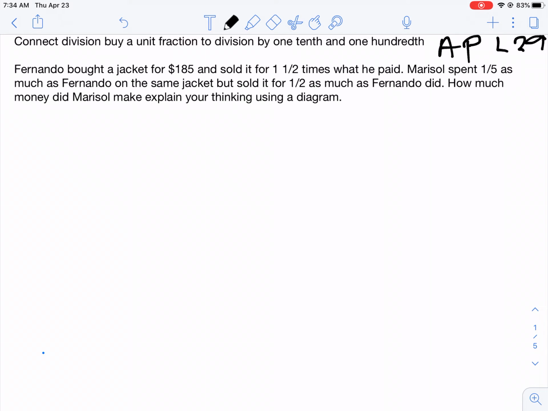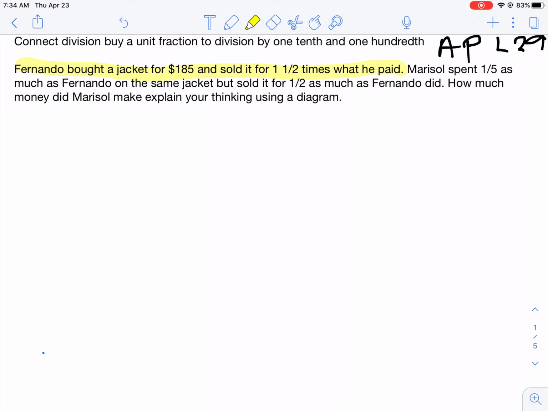So let's chunk this and take this sentence by sentence. Fernando bought a jacket for $185 and sold it for 1.5 times what he paid. Do we know how much money Fernando sold this jacket for? No. Okay, and we're going to need to know because it says that Marisol sold her jacket for half as much as Fernando sold his for.